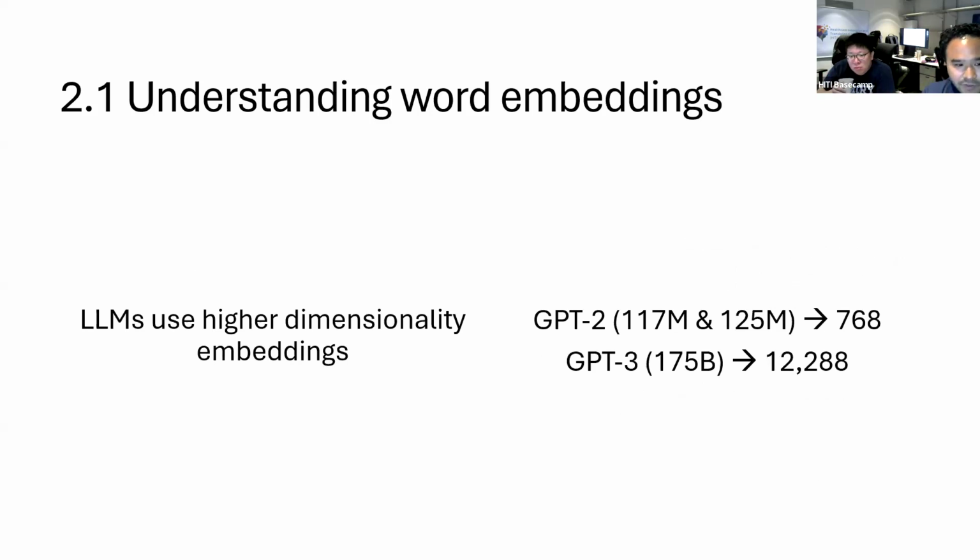Then we have the development of LLMs, which use even higher dimensionality embeddings. For example, GPT-2 was mentioned in the book, with different parameter sizes: 117 million and also 125 million parameters. The embedding space for this model was 768, and for GPT-3 with 175 billion parameters, it had 12,288 dimensions for the embedding space.